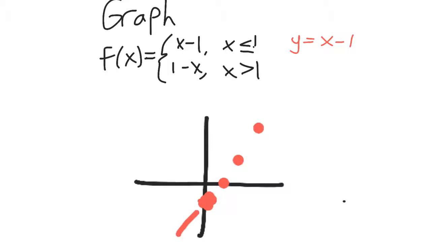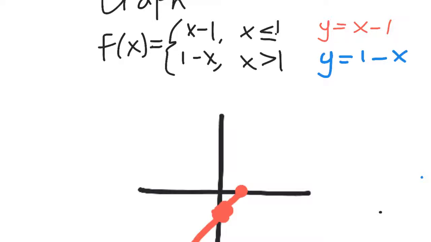But watch what I do when I graph. I'm going to stop right here, and I'm going to keep a closed dot, because my piecewise function says graph y equals x minus 1, but then stop it when you get to x equals 1. That's where x equals 1. So I'm going to stop, and then when x is greater than 1, I'm going to pick it up with this new graph. So the graph of 1 minus x, it has a y-intercept.